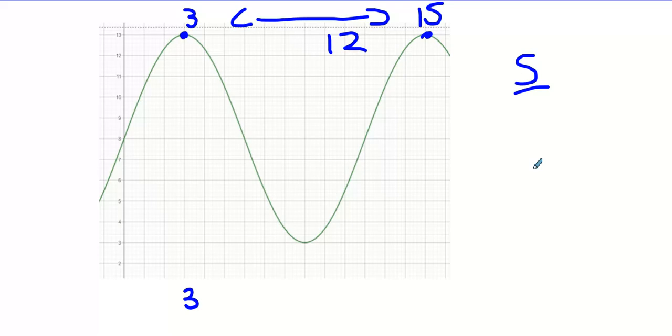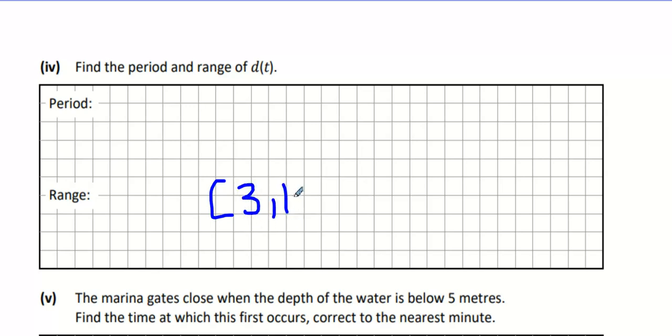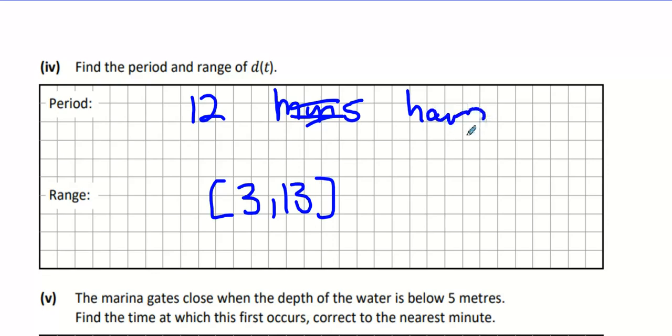Okay. That's perfect. What's our range? Okay. 3, 13, 12 hours. Is it 12 minutes or 12 hours? 12 minutes. Oh, it's hours. Sorry, hours. 12 hours. Okay.